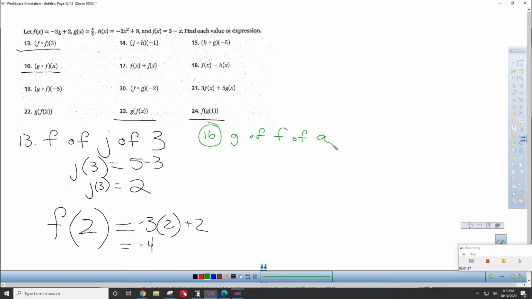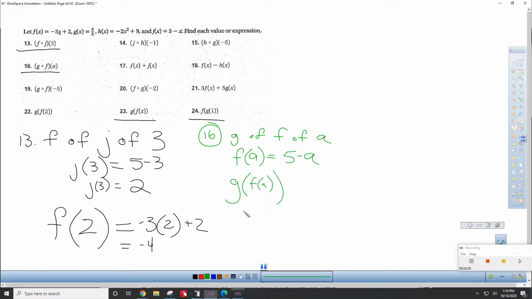So we're going to take the a and put it in for x in the f function. So f of a is 5 minus a. Okay, I literally just took out the x and put in a. I know that sounds crazy or silly, but so what is g of f of a?